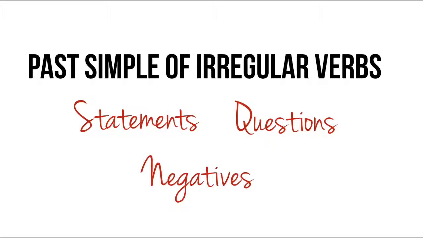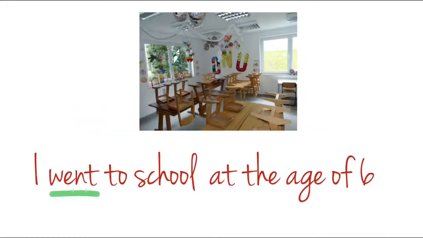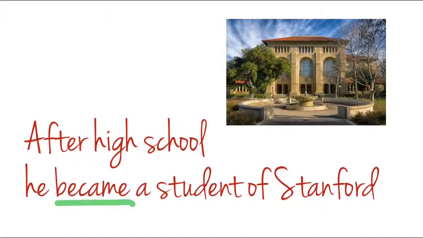Hello, this video is about past simple of irregular verbs in statements, questions and negatives. Repeat after me. I went to school at the age of 6. After high school, he became a student of Stanford.